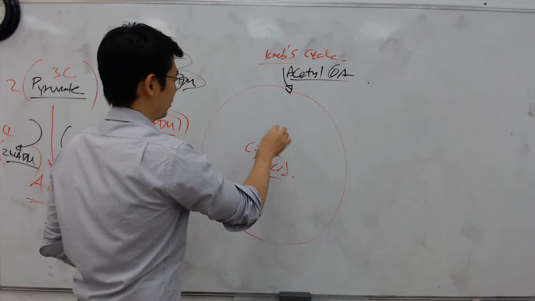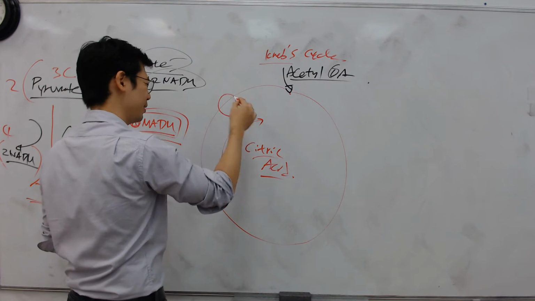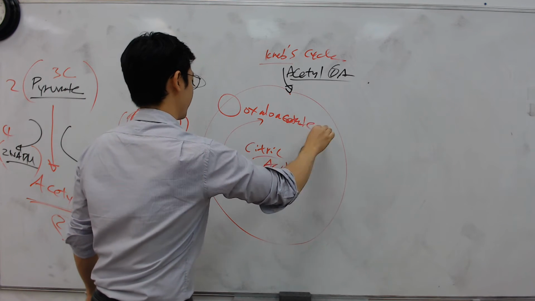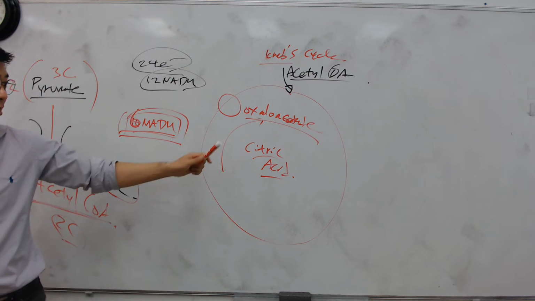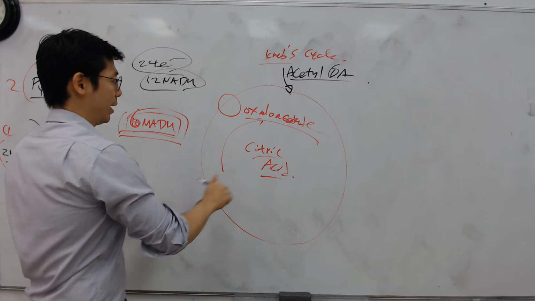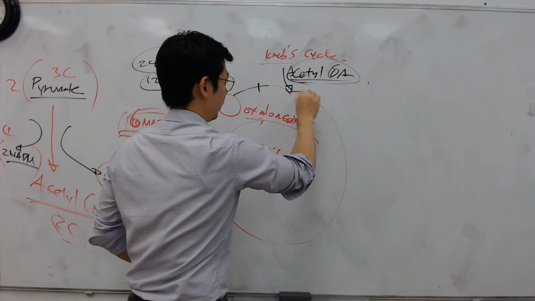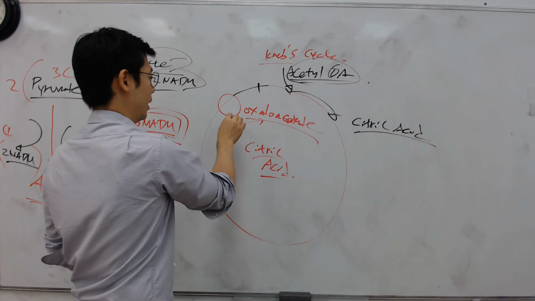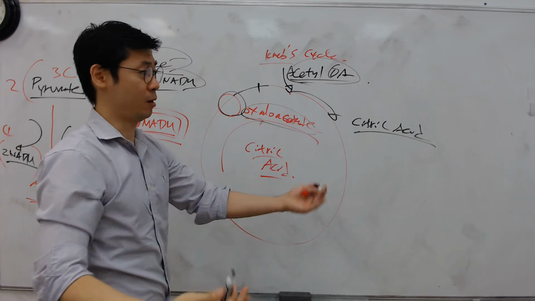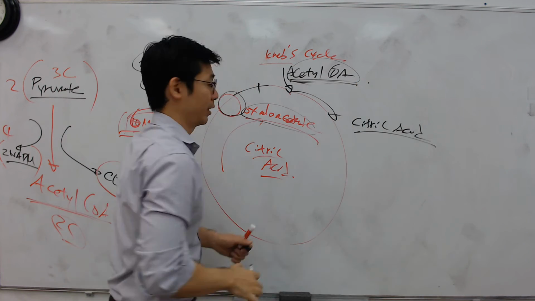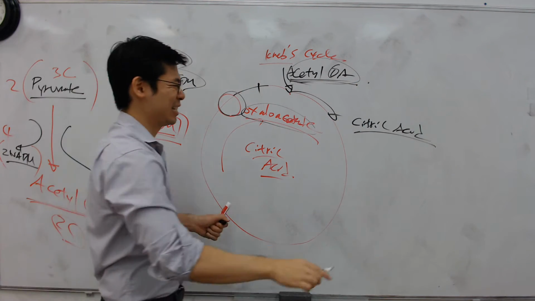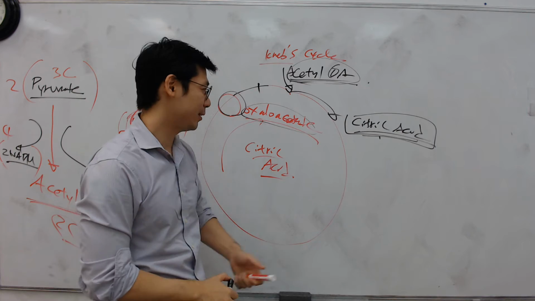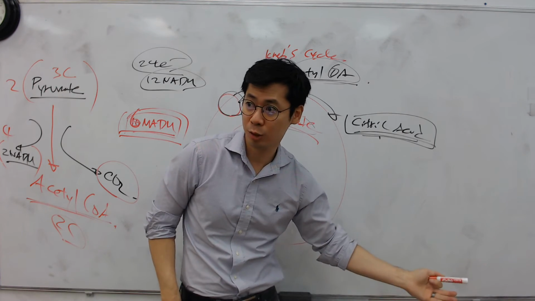So acetyl-CoA. It's a cycle, and there's a thing called oxaloacetate. You don't have to know this, unless your teacher is crazy. Oxaloacetate in the matrix will bind to acetyl-CoA and produce something called citric acid. It's a part of the cycle, and that is why they call this the citric acid cycle, because citric acid is its first product.